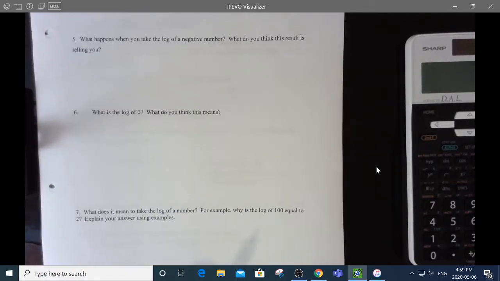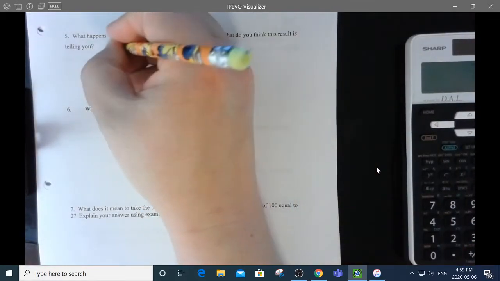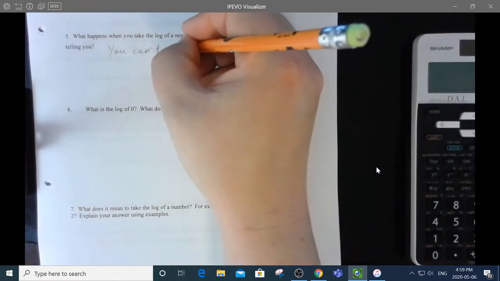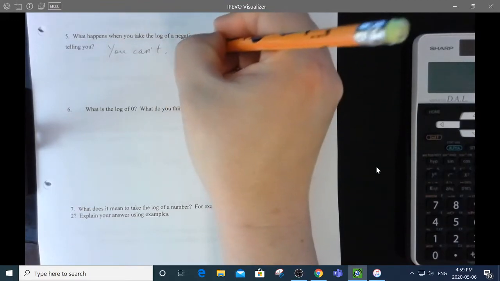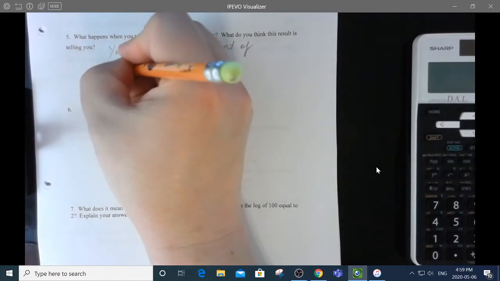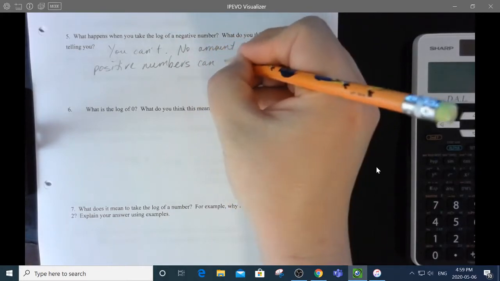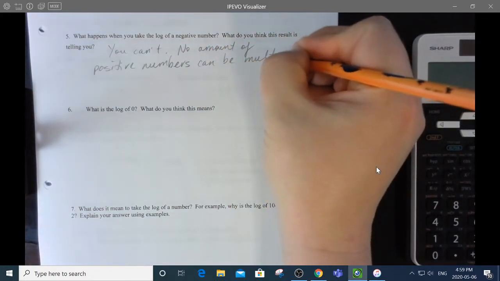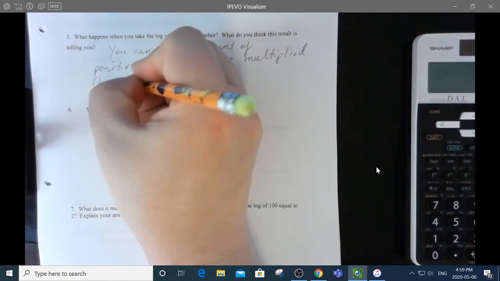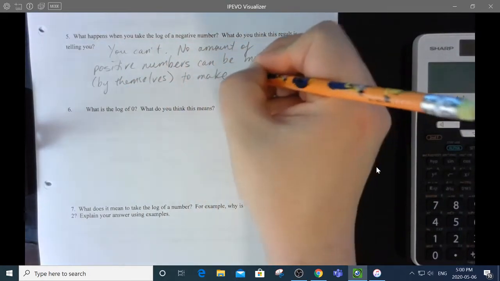Next page. What happens when you take the log of a negative number? And the answer is you can't. And what is that telling you? It's telling you that no amount of positive numbers can be multiplied by themselves to make a negative.